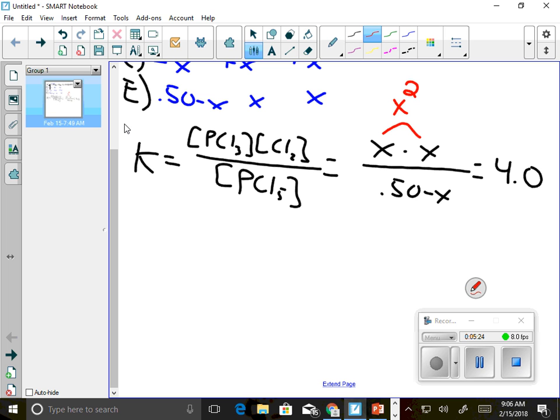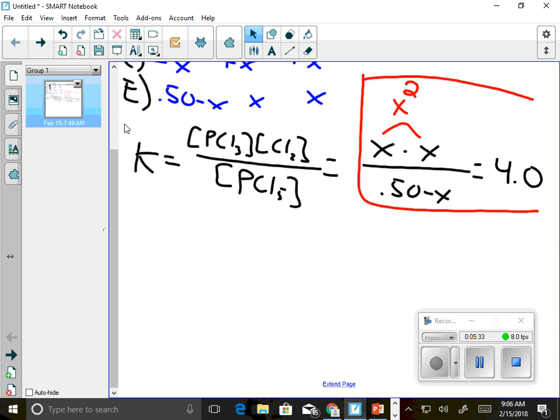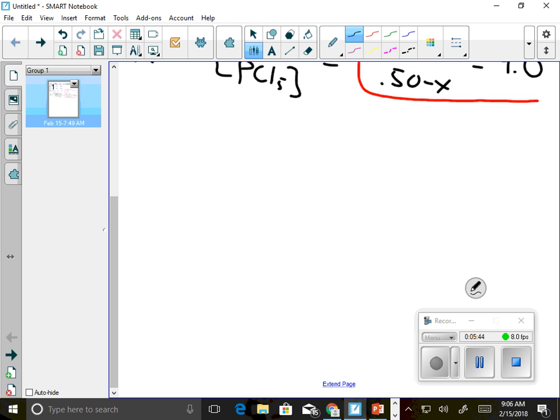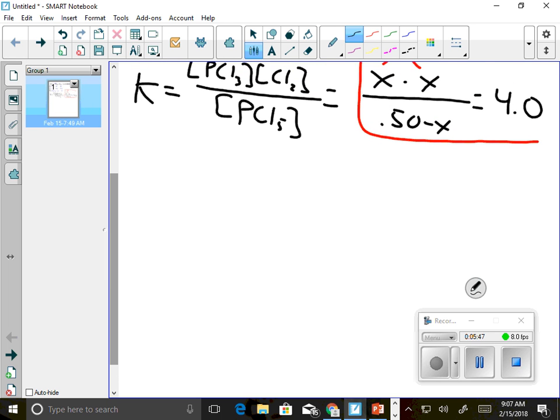So instead, what I have to do with this, x squared over 0.5 minus x equals 4.0, is first try to get rid of the denominator. I'd multiply both sides by 0.50 minus x, because that way I can get rid of some of this fraction work. I'll simplify that for you. So if I took 4.0 times 0.5 minus x equals the x squared, and multiply both sides by the 0.50 minus x, that'd give me 2 minus 4x equals x squared.